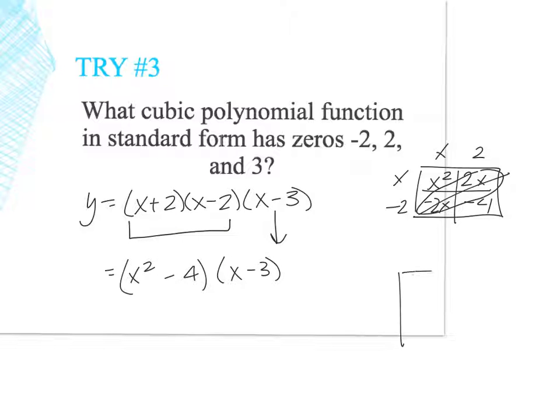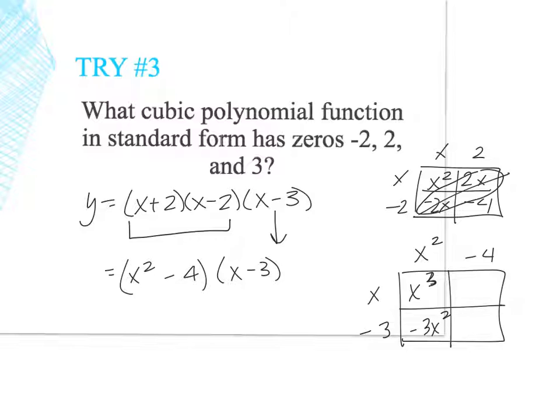So again, I'm going to use a box. So that's x squared and negative 4, and then x and negative 3. So this is going to be x cubed. Negative 3x squared, negative 4x, and finally positive 12. And you've got to be careful here because these diagonals are not like terms. It's because there is a gap here between that x squared and the next number. So our final answer here is going to be y equals x cubed minus 3x squared minus 4x plus 12.